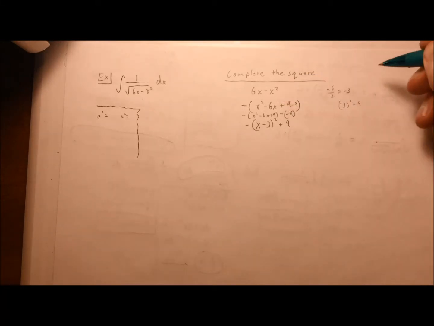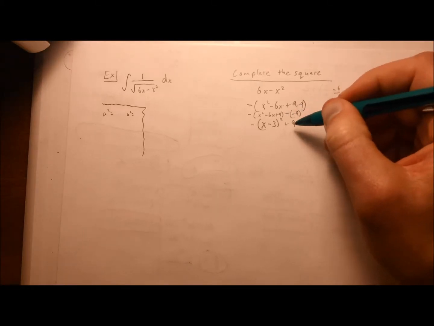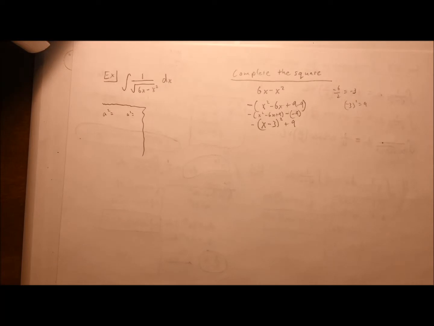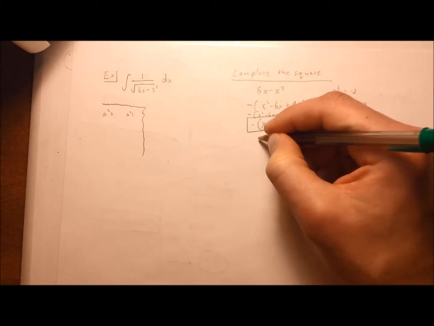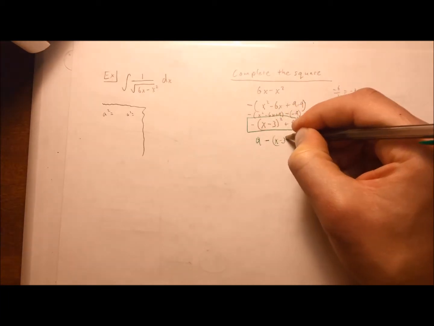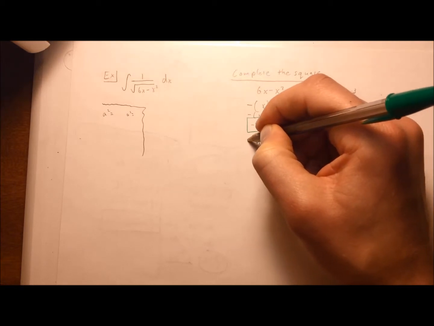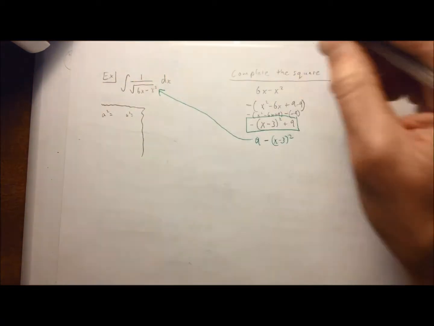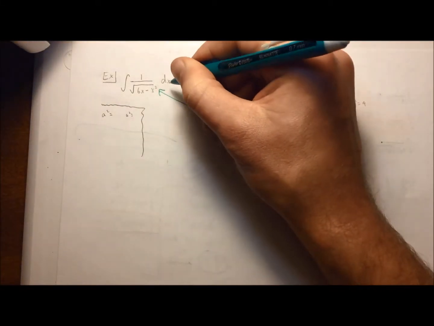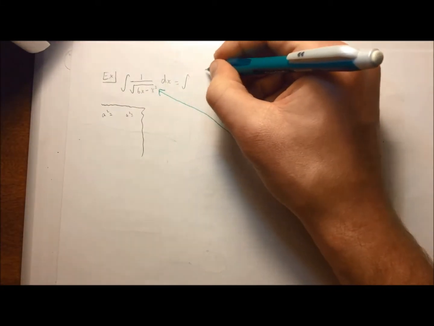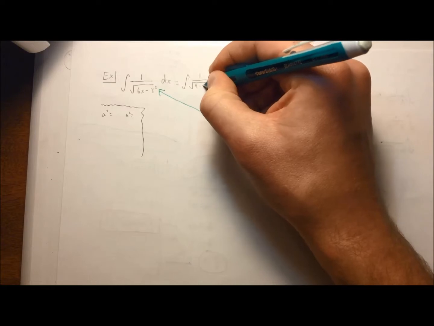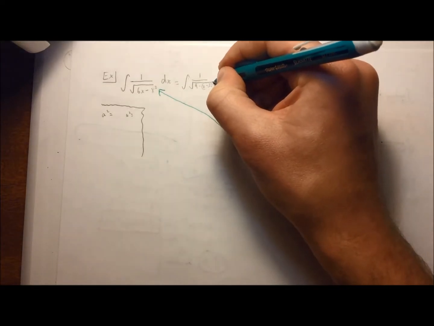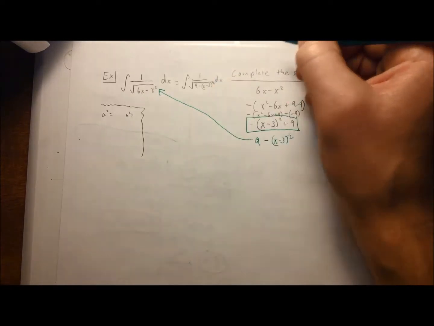And if I work backwards from this, I should get the same thing. So this right here can be rewritten 9 minus x minus 3 squared. And that can replace this part right here. So now I have the integral of 1 over square root of 9 minus x minus 3 squared dx.